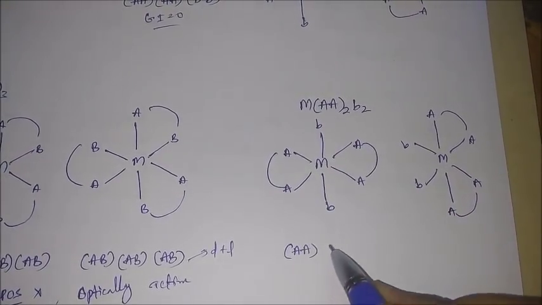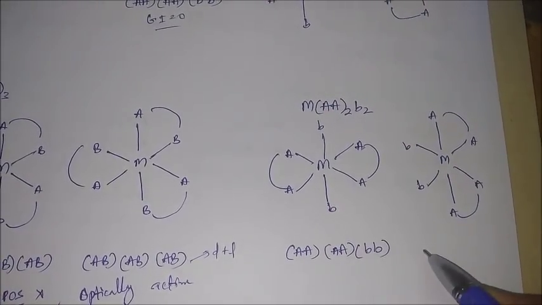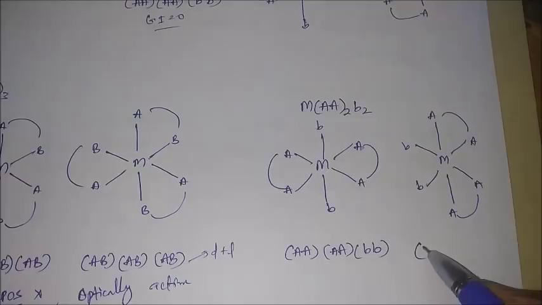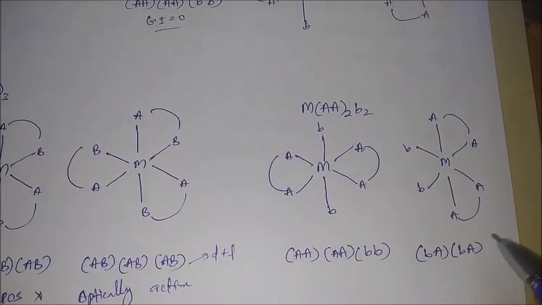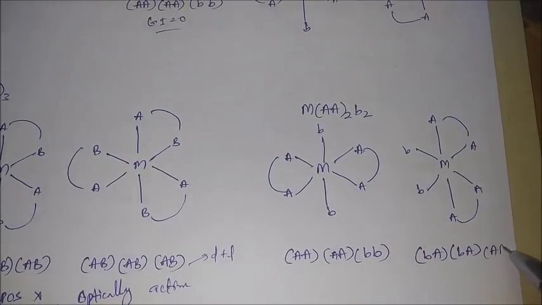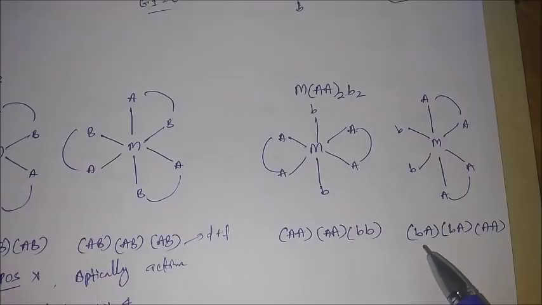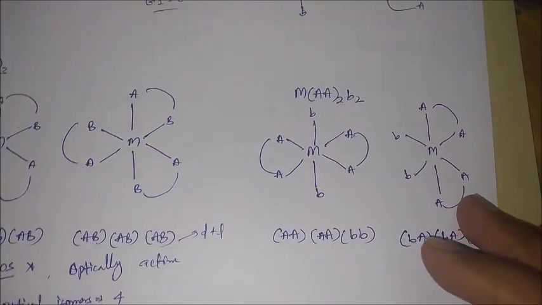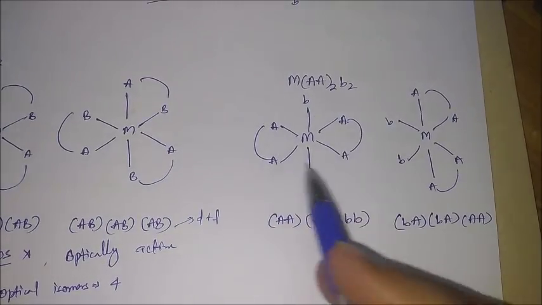So you have AA, then AA, and then BB. This is one combination, and for this you have BA, BA, and AA. So you have two types of combinations. That means you have two geometrical isomers. And if I ask you how many optical isomers there are, is this optically active or not?